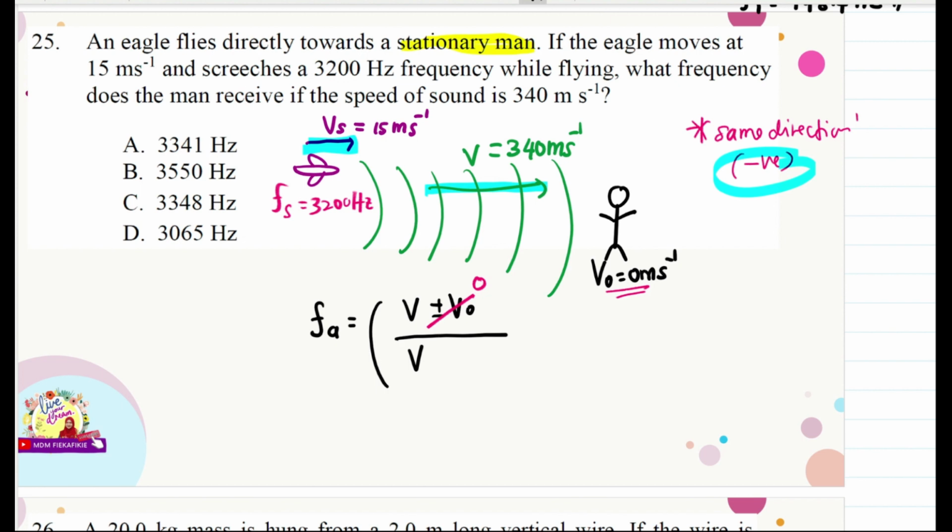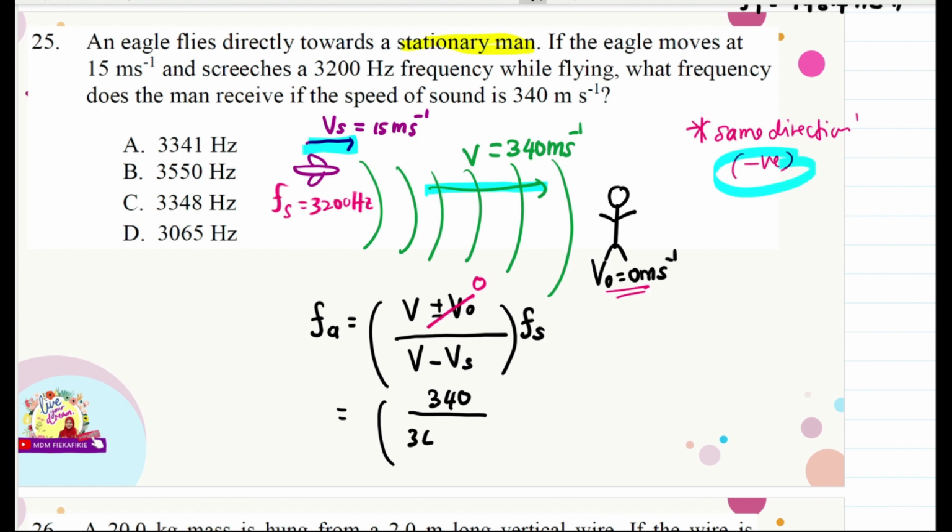plus minus Vs. So now since the direction of V, awak tengok dekat sini, direction of V here and Vs is the same direction which is to the right. So kita consider the negative. Itu cara mudah untuk you ingat. Okay. And then times the frequency of the sound, ataupun frequency of the source. And kita kira sajalah.